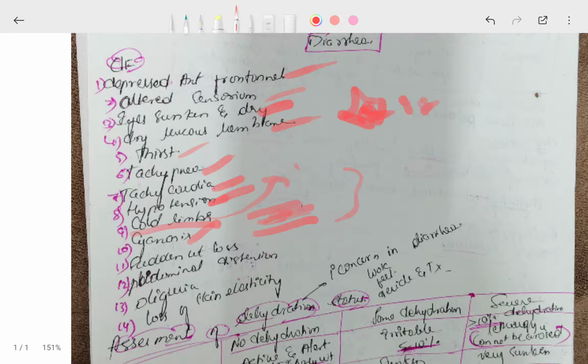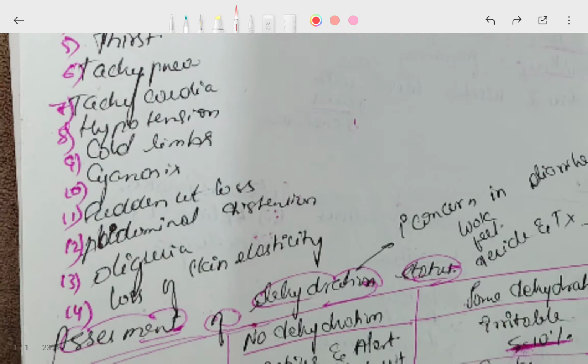And cyanosis because of decreased oxygenated blood, and then sudden weight loss because fluid loss also contributes to it. So you will have sudden weight loss, and abdominal distension will be there. Then oliguria because of decreased renal perfusion, and loss of skin elasticity. Skin elasticity is contributed by the fluid, so you will lose skin elasticity.